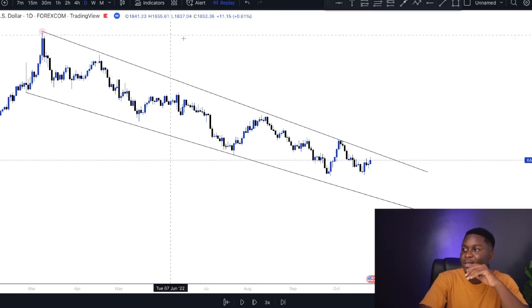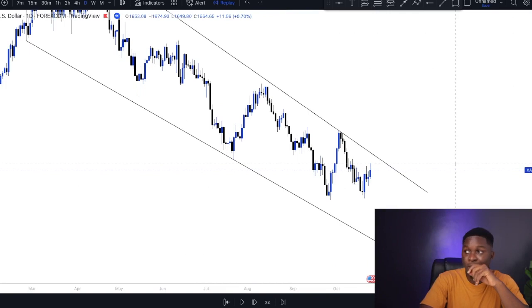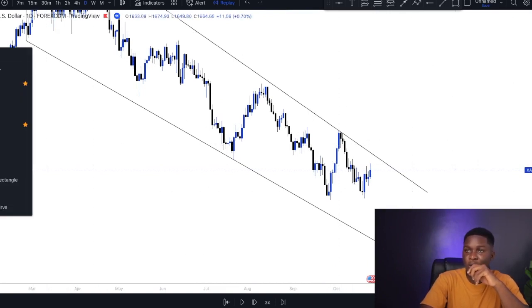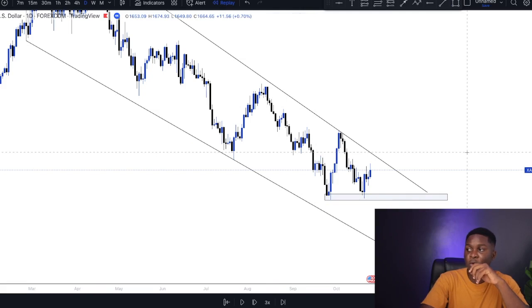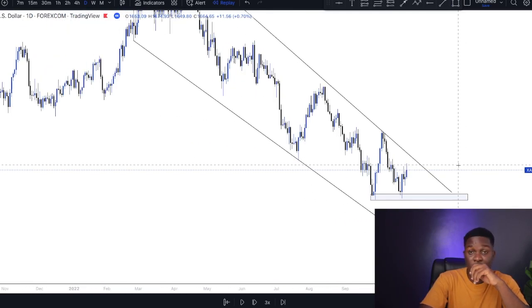Right now, the next thing that we want to do is to mark out significant structural levels in the market. We can see that gold actually came to this point over here, forming a sort of reversal pattern, which is a double bottom, which some of you call double bottoms. But these are more like equal lows.